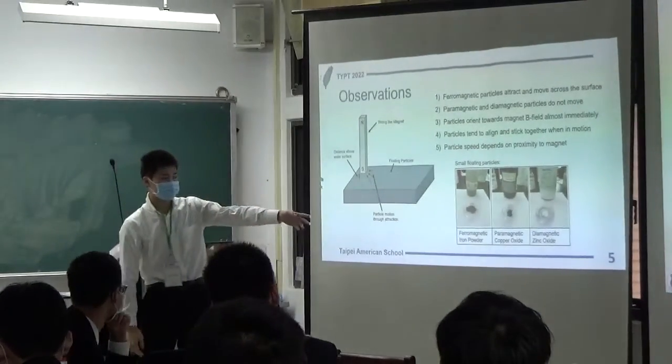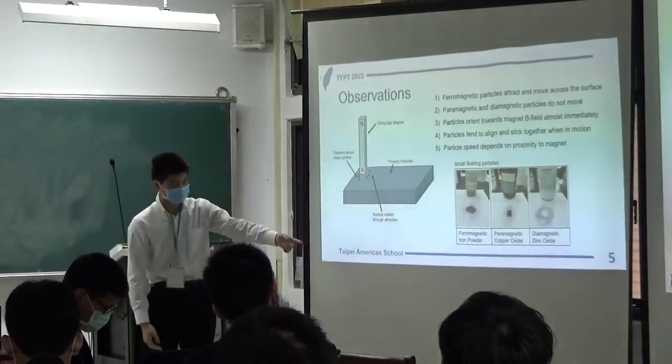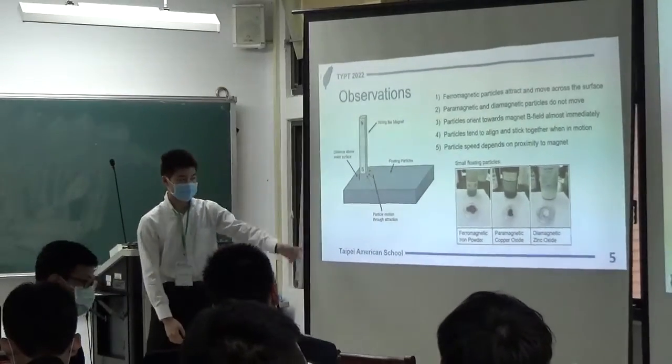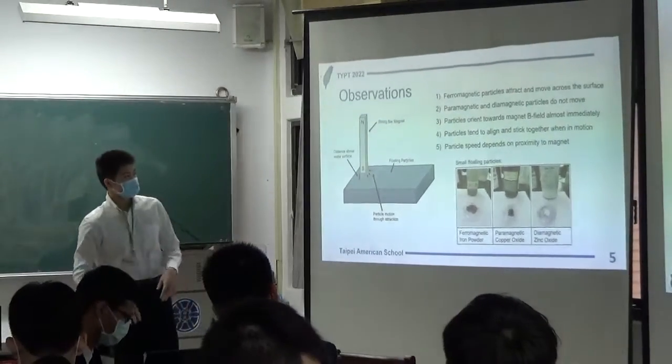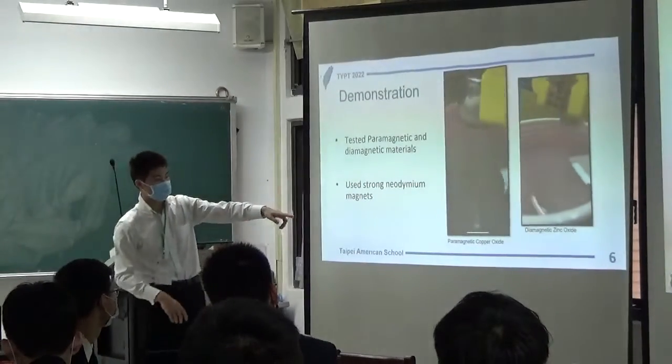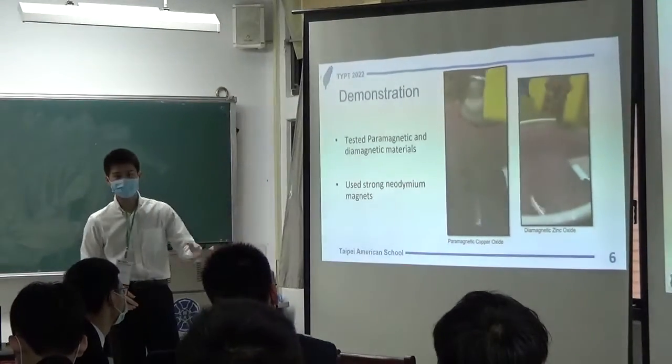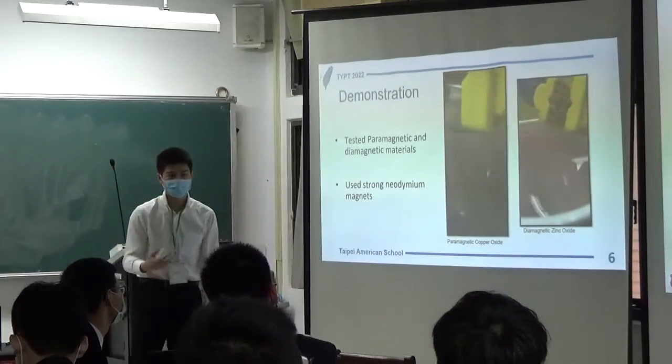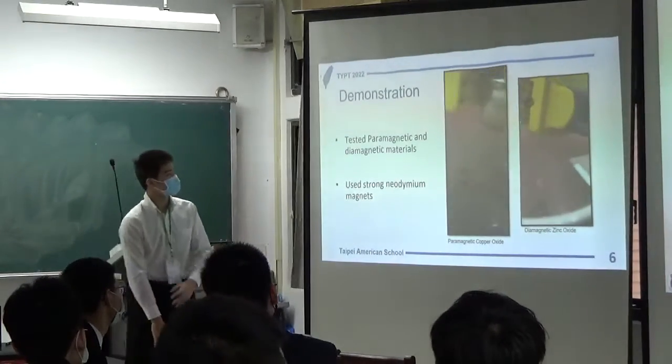Here we tested different materials: ferromagnetic materials, paramagnetic materials, and diamagnetic materials. As a demonstration, you can see that paramagnetic and diamagnetic materials do not move because of their properties. I can explain why that happens later on as well.